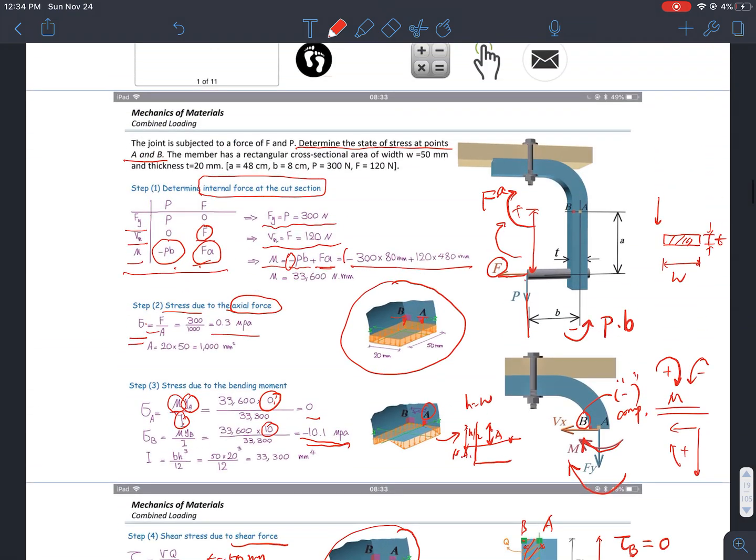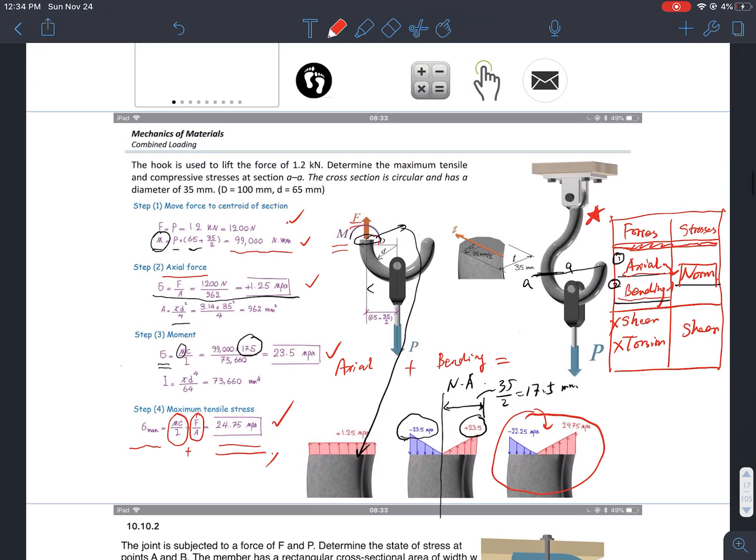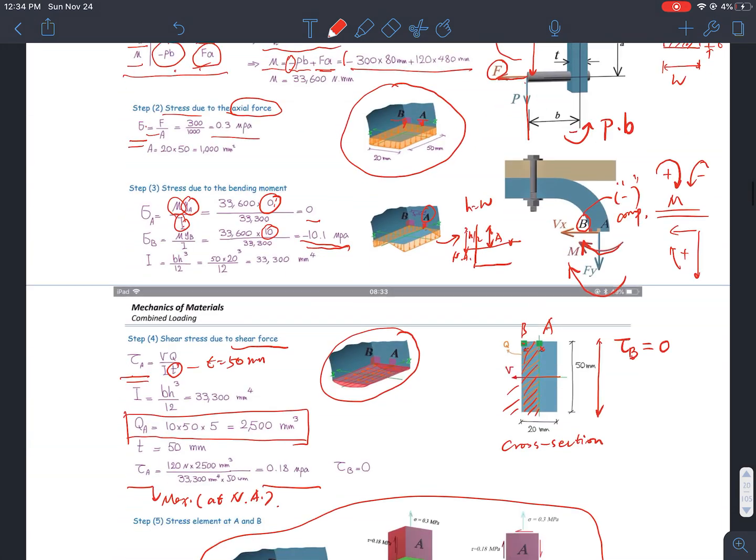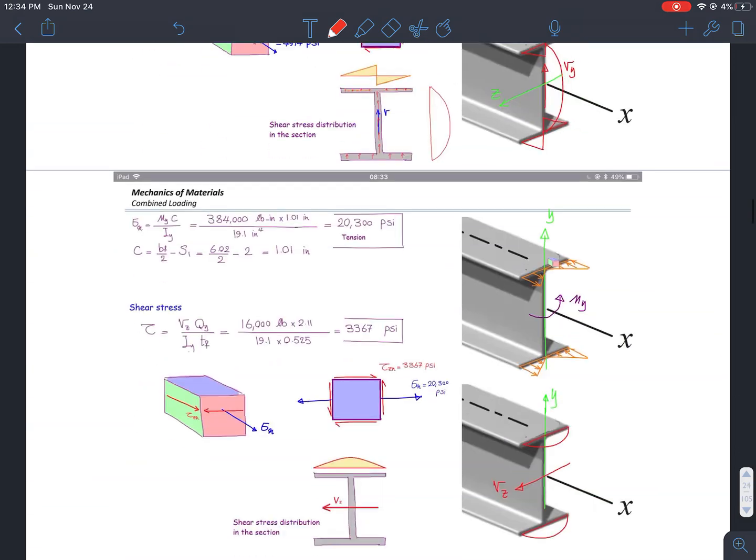Okay, so for a combined loading problem, we have gone through two examples, right? For the combined loading problem, I strongly suggest we use this tiny table here. On the left column, we check all the internal forces. Of course, you have to make the cut, crossing all the sections and points. We need to check all the internal forces, and then find the normal and shear stress corresponding to these internal forces. That's how we combine them.